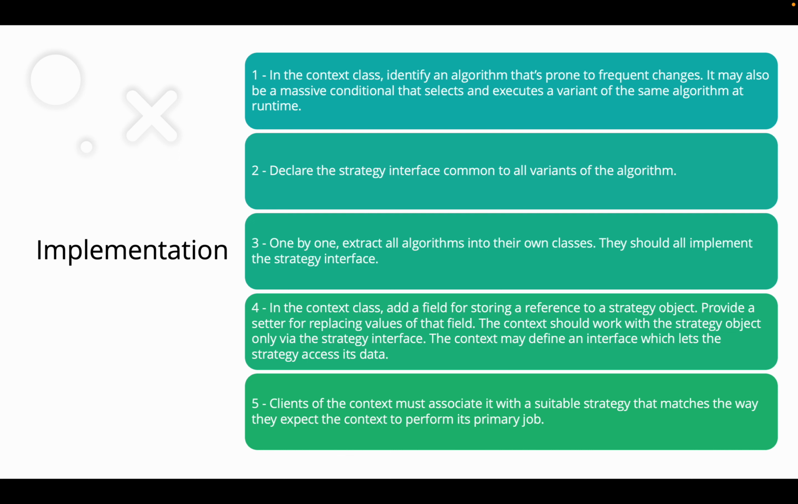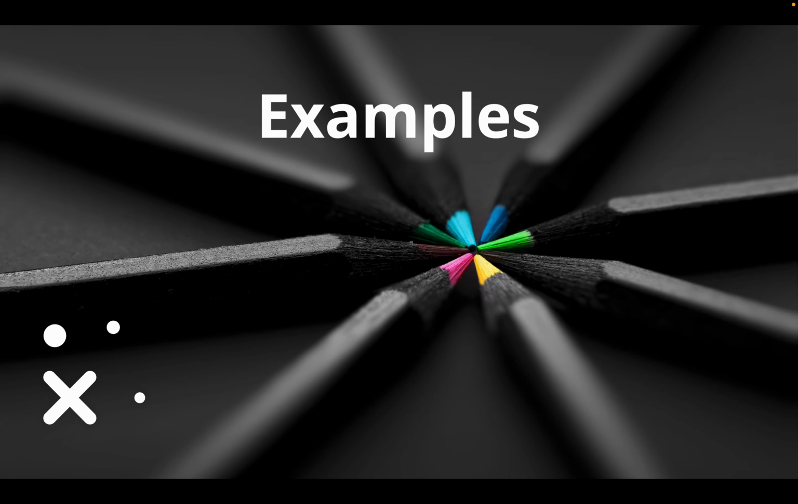Fourth step is in the context class, add a field for storing a reference to a strategy object. Provide a setter for replacing values of that field. The context should work with the strategy object only via the strategy interface. The context may define an interface which lets the strategy access its data. Fifth step is clients of the context must associate it with a suitable strategy that matches the way they expect the context to perform its primary job.